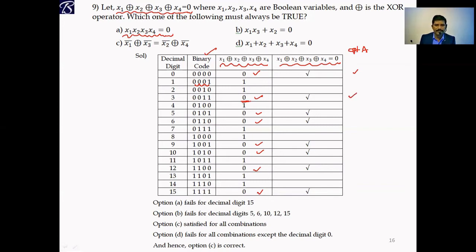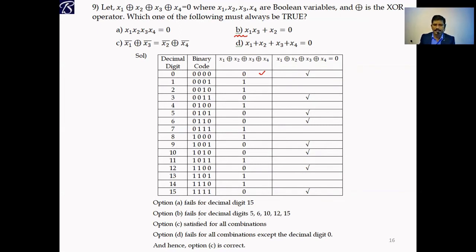Like that, if you check this option A, for digit 15, 1 into 1 into 1 into 1 is 1, but it has given 0. So option A is incorrect. That is not satisfied. Coming to option B, let us check. For this, x1 into x3 plus x2, whether it is 0 or not. Let us check. x1 into x3 is 0, plus x2 is 0, so this is a match. Like that, you need to check all the zeros, whether 0 is coming or not on this operation.